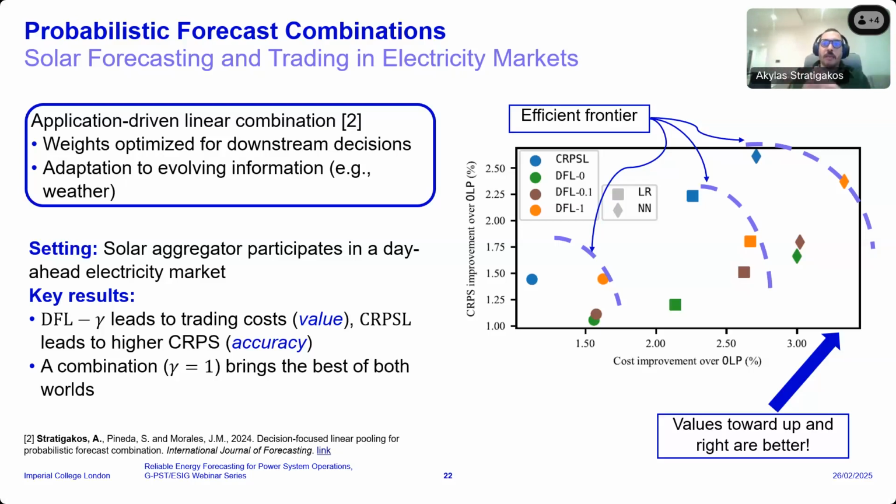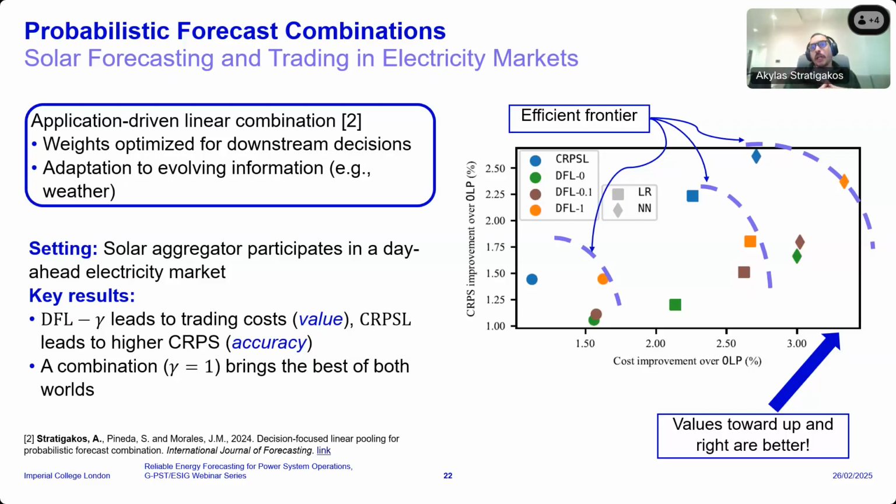And some very brief results: we consider a problem of a solar aggregator participating in a day-ahead electricity market. They offer their production, and then they are penalized based on deviations. This is a trading application.